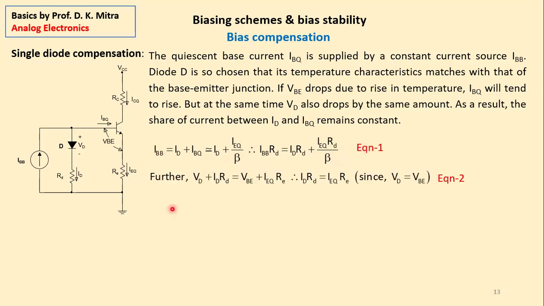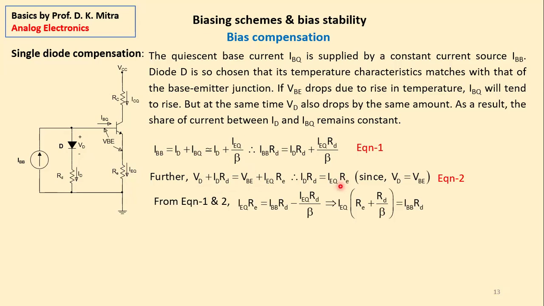Further, we go for the voltage loop equation. This VD plus ID RD, the total potential drop in this line, must be equal to the total potential drop in this line. This is VBE plus IEQ RE. You agree? So IDRD is equal to, bring the VD on this side, IDRD is equal to IEQ RE, since VD and VBE are the same. We have chosen a diode so that its junction voltage is exactly equal to VBE. So IDRD equals IEQ RE.